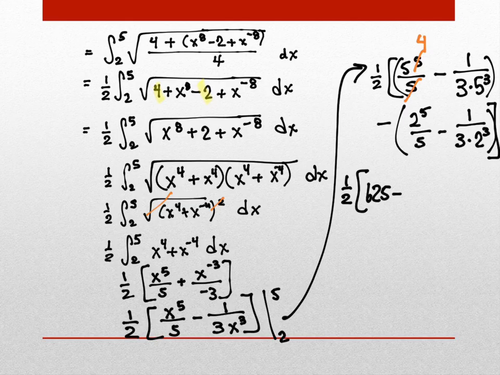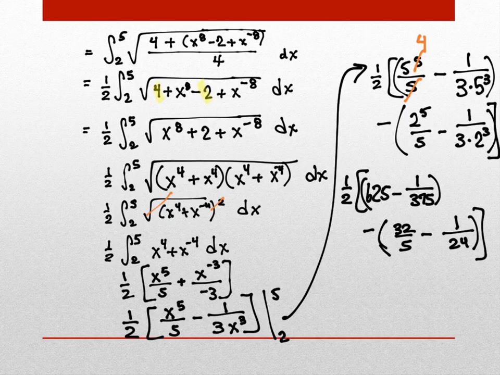minus, over here, 5 cubed would be 125. So this would be 125 times 3. What is 125 times 3? 375. Very good. So we have minus 375. So all of that would be subtracted. 2 to the 5th is 32. 32 over 5. Good. And the denominator, I would have 1 over 3 times 8, so 1 over 24.